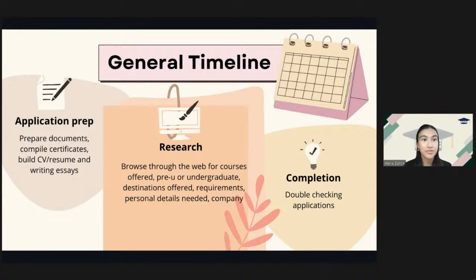So, of course, browse through the web of the courses offered by that sponsoring body. For instance, whether they sponsor just pre-U or whether it's through undergraduate as well, what are the conditions and the countries offered if you pursue your undergraduate, what exactly are the requirements, your personal details needed, like I mentioned before, and of course, what body that is. And once you're done with that, you also have to be sure that you check your applications, make sure you proofread your essays, ensure that all personal details and information are correct.